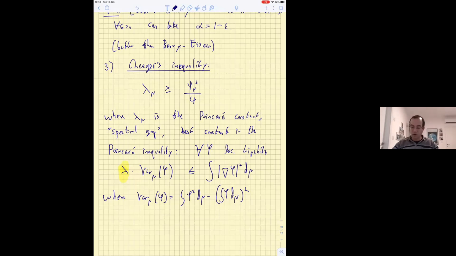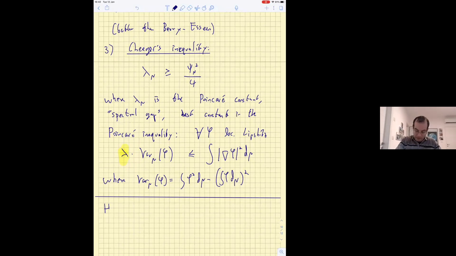Okay, so this was about the applications. Now, how would you prove it all? What are the proof techniques? So how would you prove isoperimetric inequalities under convexity assumptions?